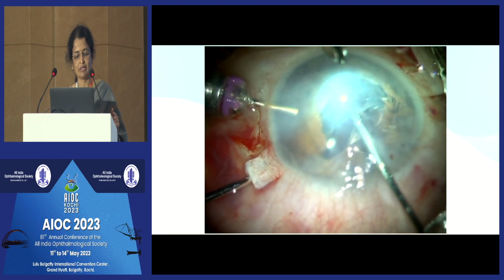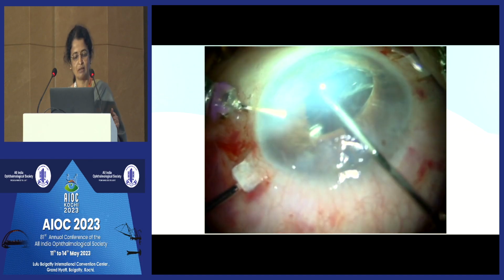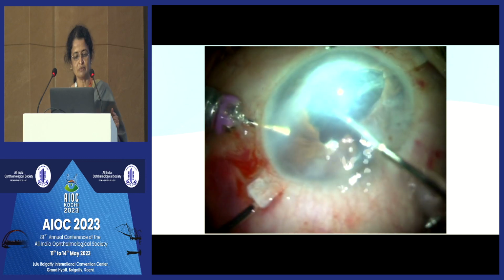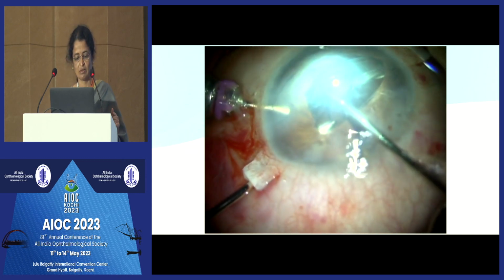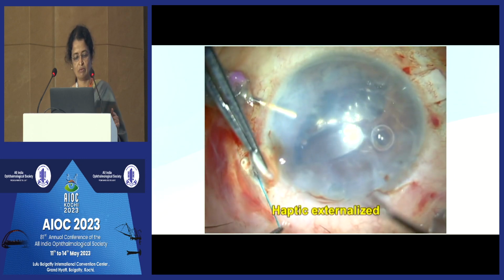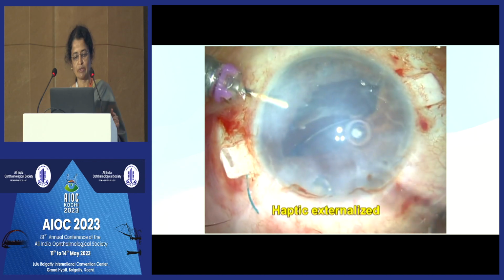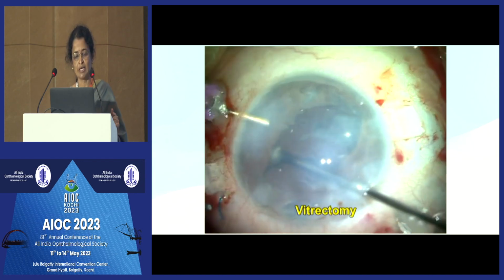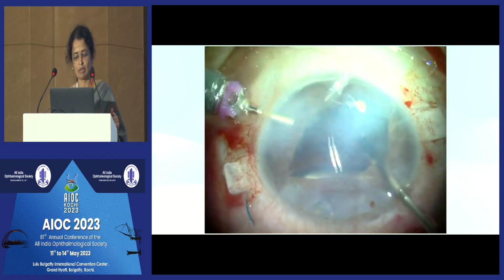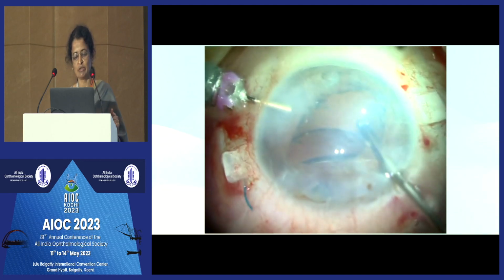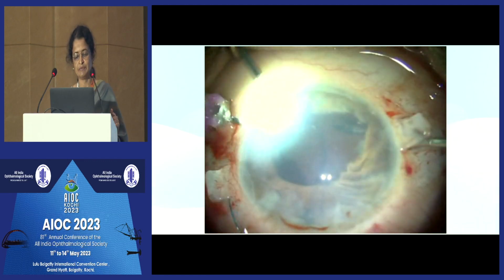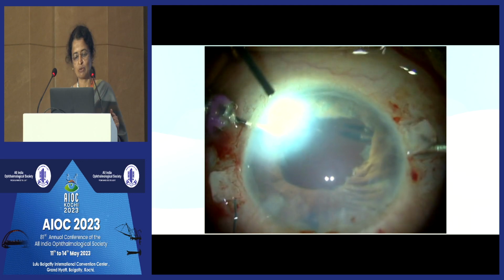We externalize the haptic. Once the haptic is out, you go for the other haptic. Again, with the endo-illuminator placed over the cornea, the visualization becomes much better. So you do the vitrectomy to release the vitreous adhesions to the haptics. Once that is done, again hold the tip of the haptic.